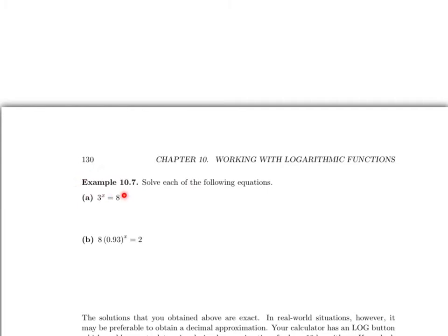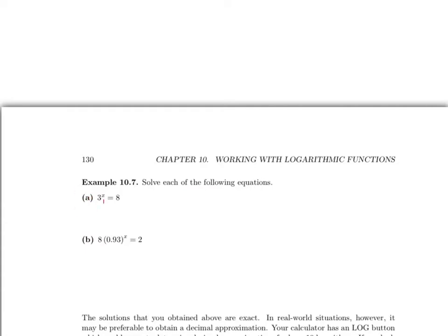Let's go ahead and look at example 10.7. Solve each of the following equations. Notice that both of the equations here seem to involve exponential functions. The variable, or the unknown, occurs in the exponent in both cases. We can solve equations like these by rewriting them in equivalent logarithmic form. Let's try this out. We'll start with part A.